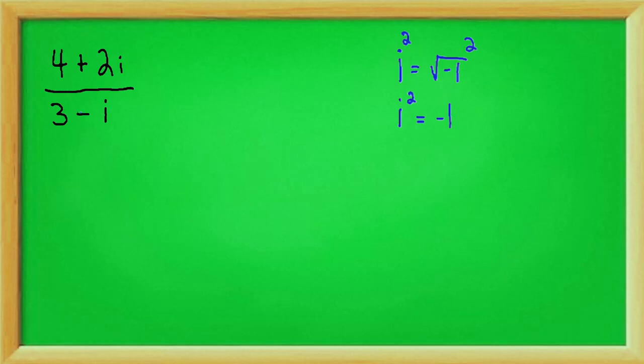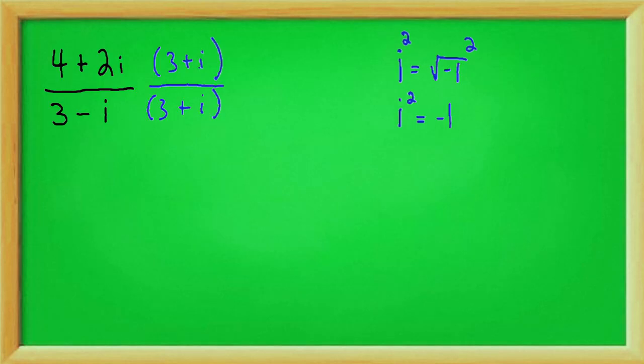And the conjugate is exactly the same as the denominator, except you change the sign in front of the i term. So instead of 3 minus i, we're going to have a 3 plus i. Notice how the sign in front of the i term is changed. And whatever you do to the bottom, you also have to do to the top. So we're multiplying the top and bottom by the conjugate 3 plus i.